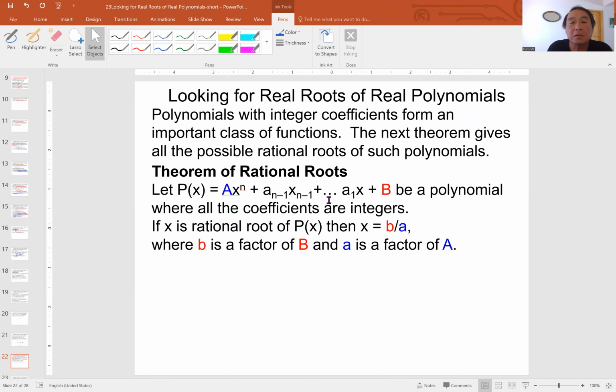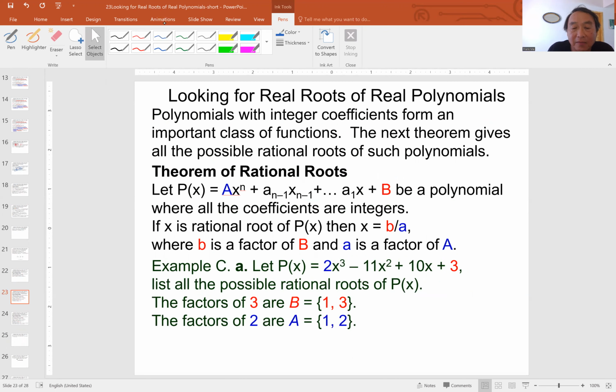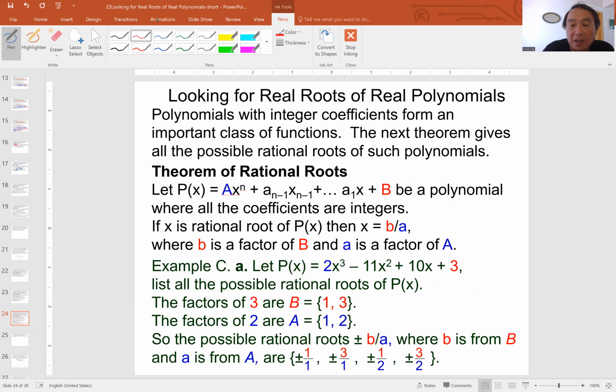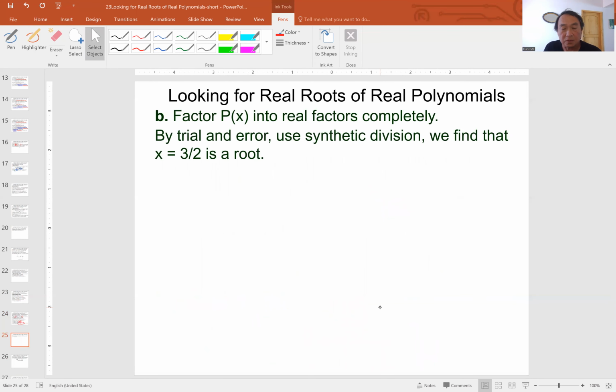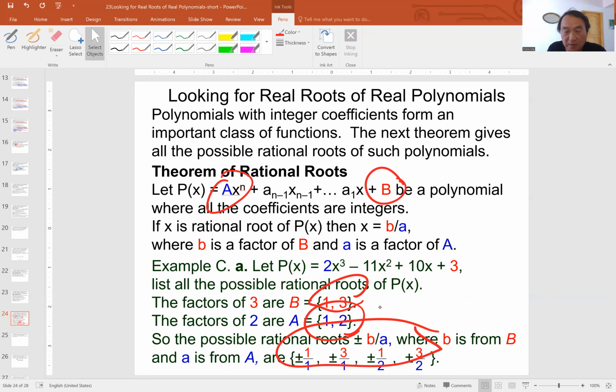Now, rational roots tells us what the rational roots must be. They're fractions, and they must be plus or minus b over a. b must be a factor from here, and a must be a factor from here. So therefore, this is the list. If I know 3/2 is a root from this list, I can check through every one of them, plus and minus.